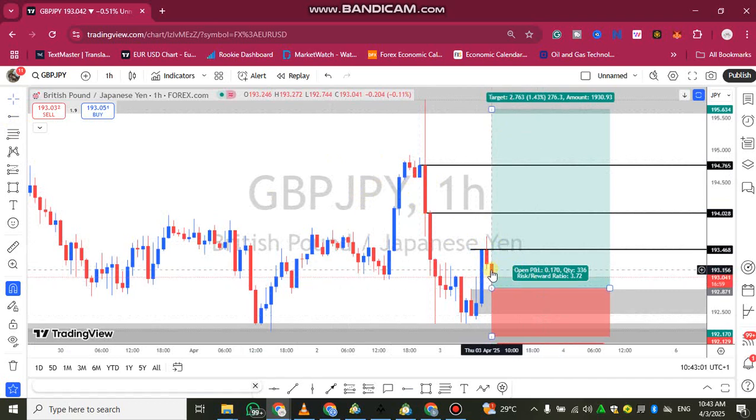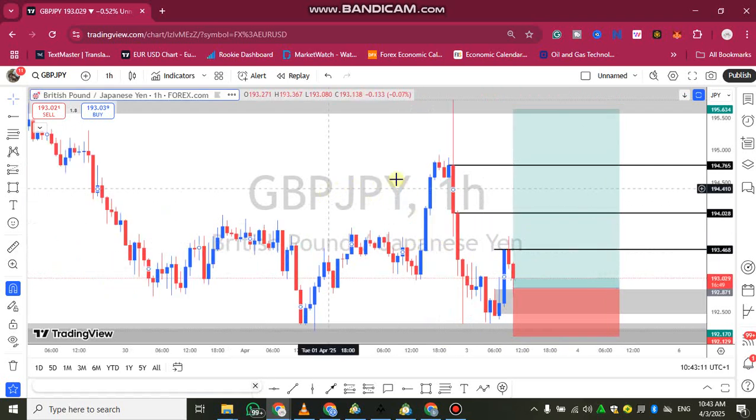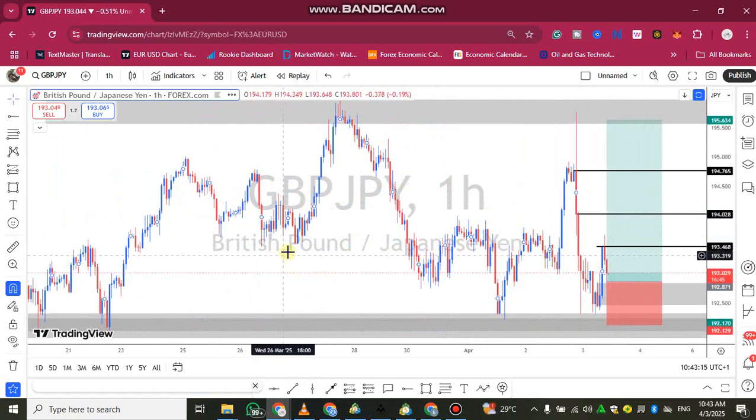I want to see how this 1 hour candle closes for me to have confidence in my trade, because I need to have confirmation in the 1 hour time frame before holding my trade long term. But this is it here. I have marked my zone by just two areas. We have a buying zone over here, and we have a sell zone over here.